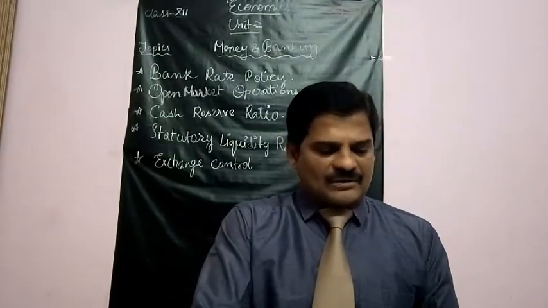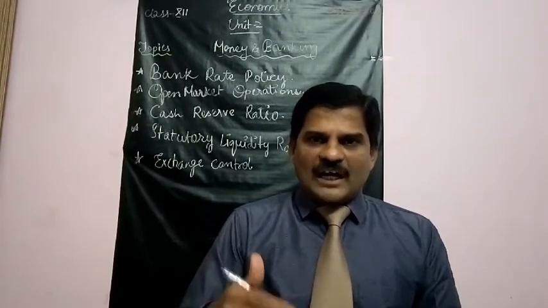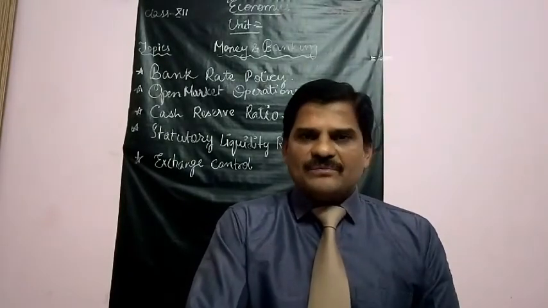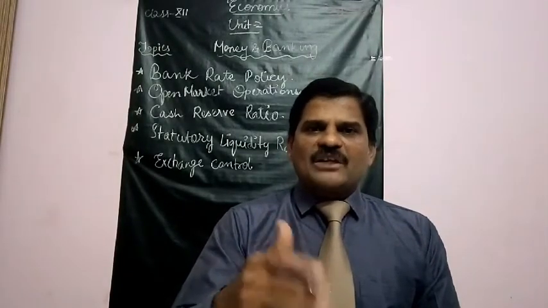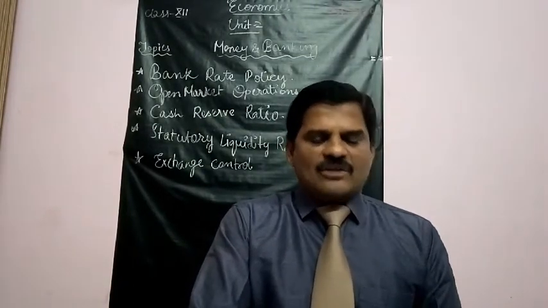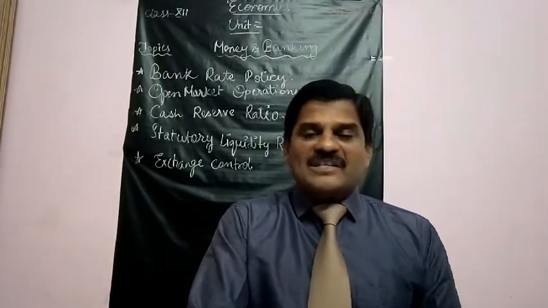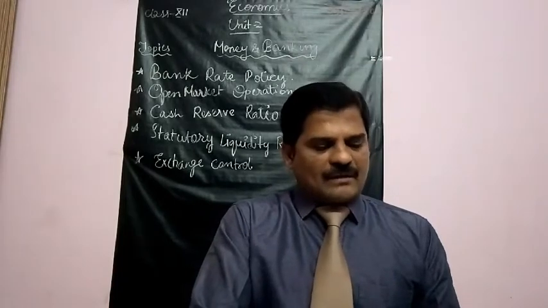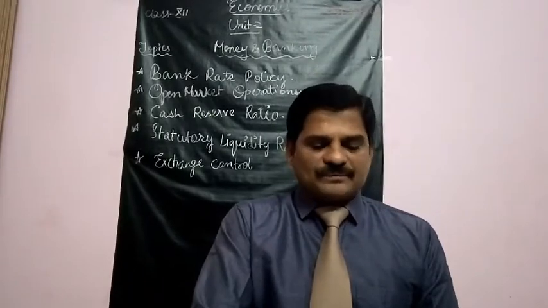Sometimes what will happen? RBI sells securities. Banks give RBI a check for the securities. When you purchase something, you have to lend money. Instead of lending money, you are giving what? A check. So RBI sells securities, the bank gives RBI a check for the securities, and RBI collects the amount by reducing the bank's reserves by the particular amount.